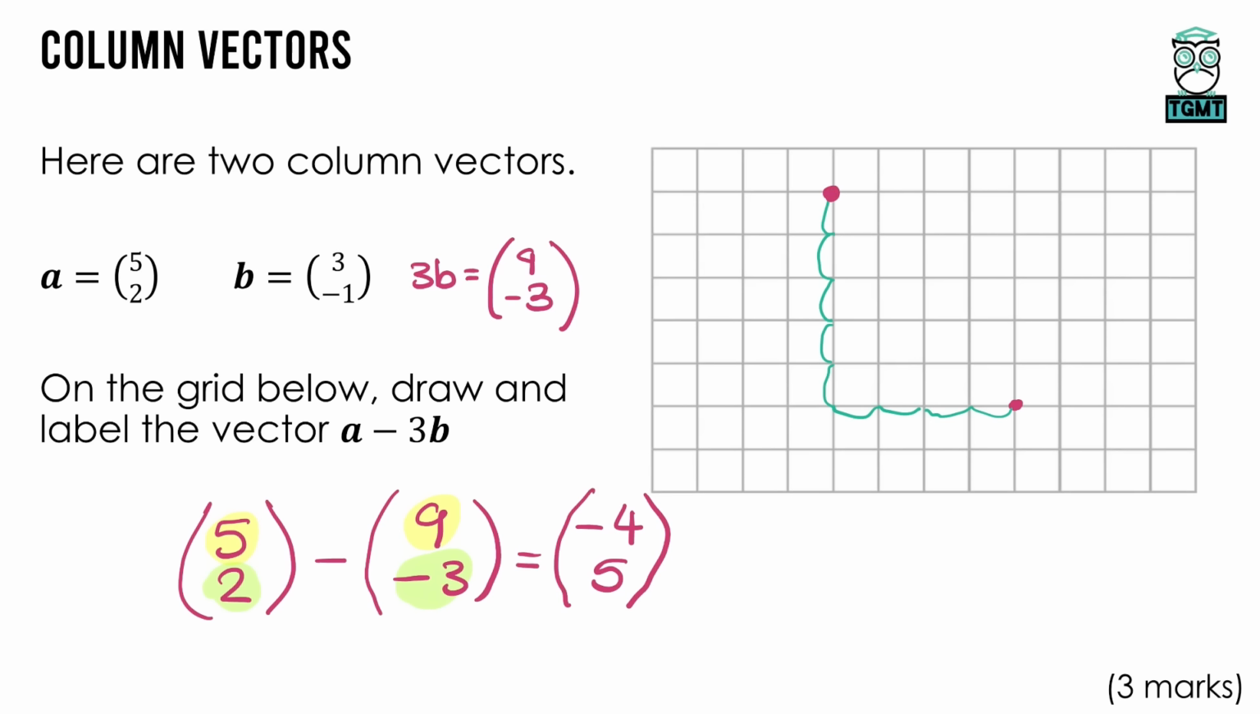So to draw this, all I actually have to do is connect those together. Using a nice straight line, I'll draw an arrow in the direction that I was going in, so going left and up. And then I'm just going to label it, so A minus 3B. And there we go, drawn on the diagram, that is the vector A take away 3B.